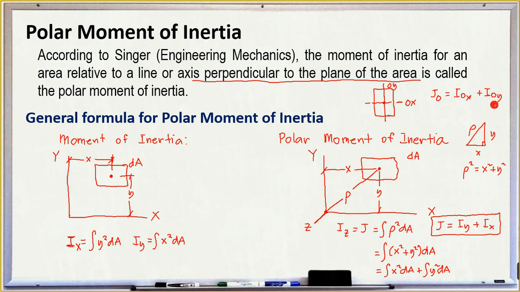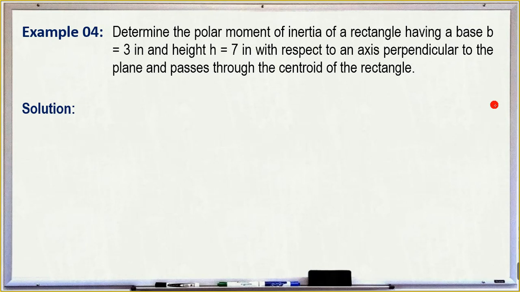Okay, so let's have our fourth example, where we are going to apply the polar moment of inertia. So here, the problem is: determine the polar moment of inertia of a rectangle having a base B equals 3 inches and a height h equals 7 inches with respect to an axis perpendicular to the plane and passing through the centroid of the rectangle.